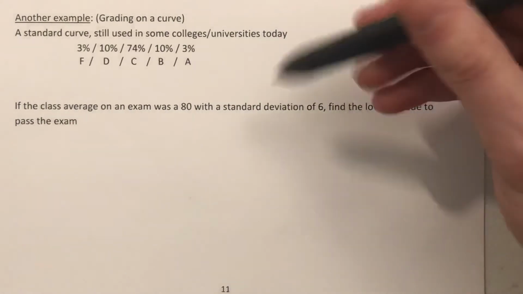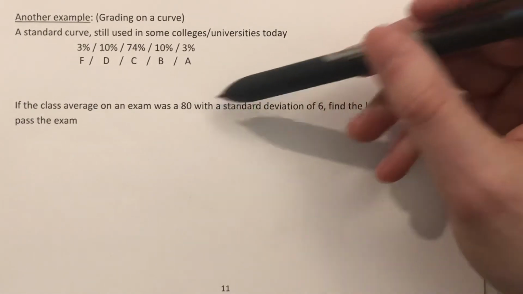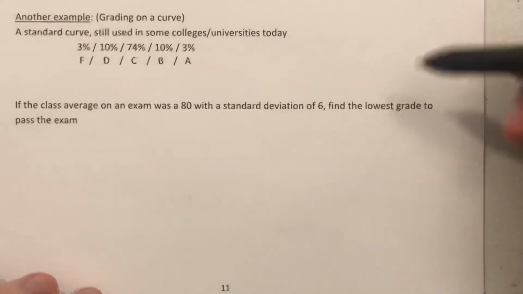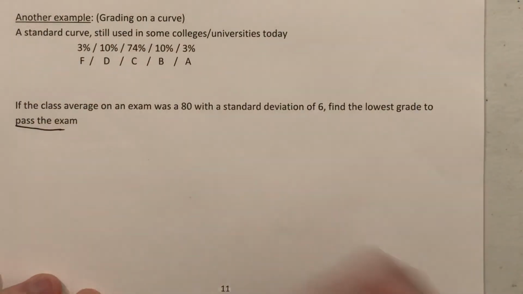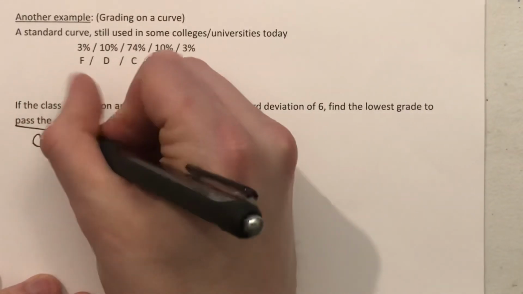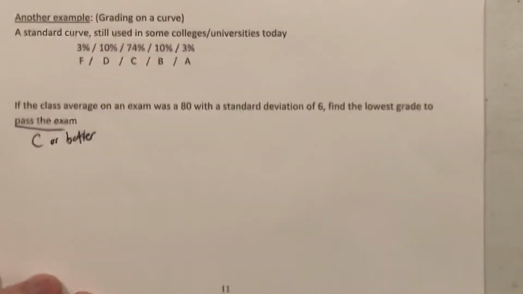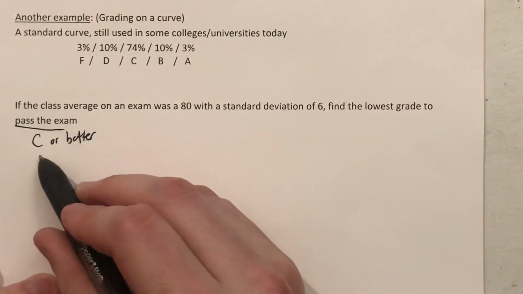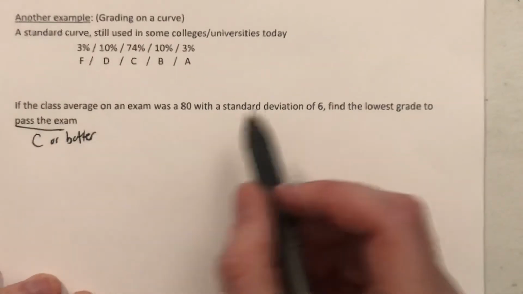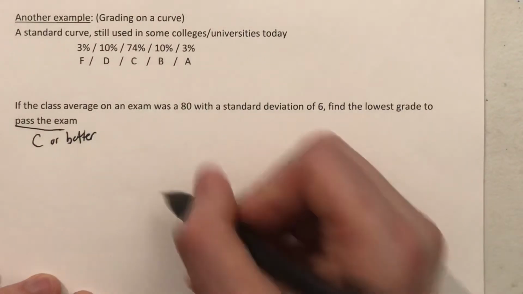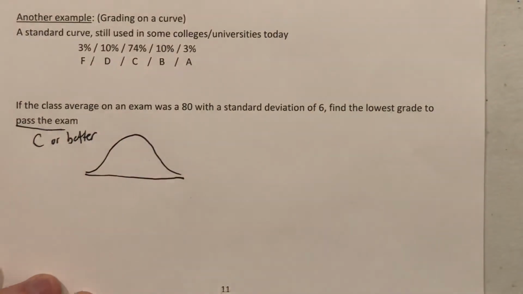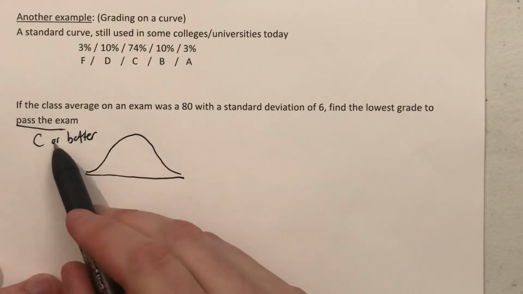But here's the question. If the class average on an exam was 80, standard deviation is 6, find the lowest grade to pass the class, or pass the exam, rather. And we'll assume that means C or better. That's what passing would generally represent. So, with our picture, we can draw a bell-shaped curve. It didn't say it's normally distributed, but we're going to use the idea of normal distribution here with grading on a curve to say we want a student to have a C or better.